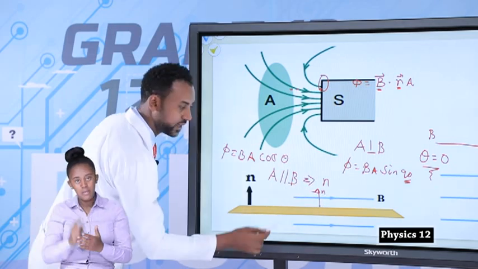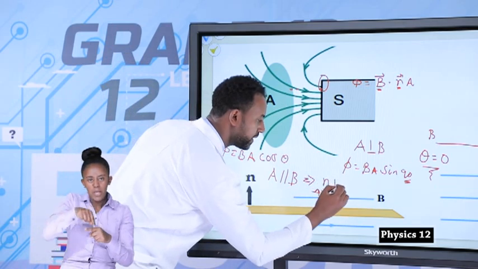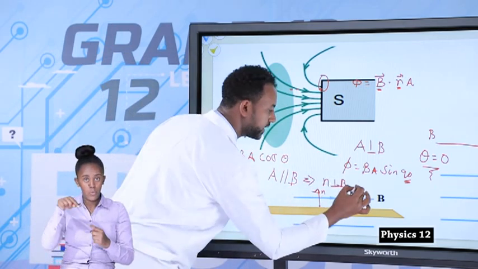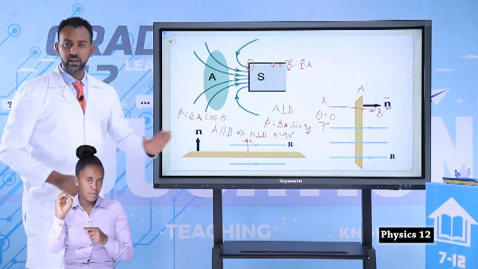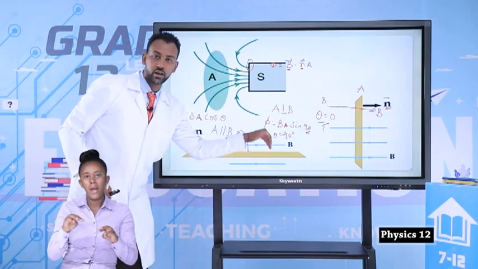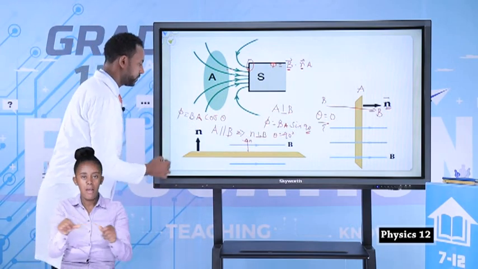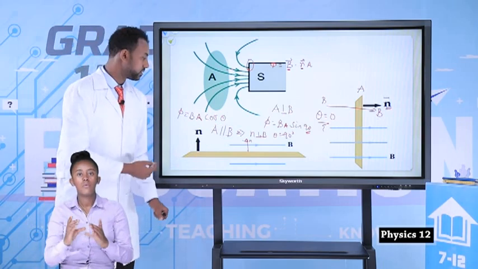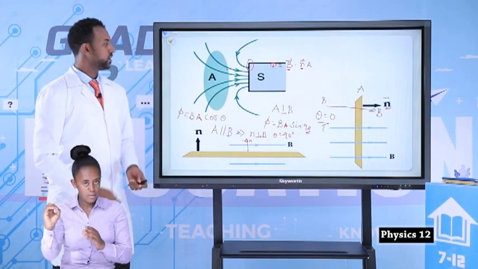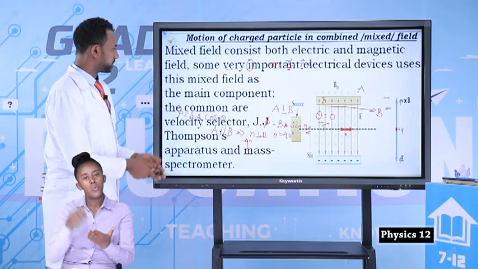So the normal line is perpendicular to the magnetic field B, so theta becomes 90. In this case, no magnetic field penetrates the given cross-sectional area. The magnetic flux is 0, because cos 90 gives us 0. Okay? So I want you to try those concepts and read them.